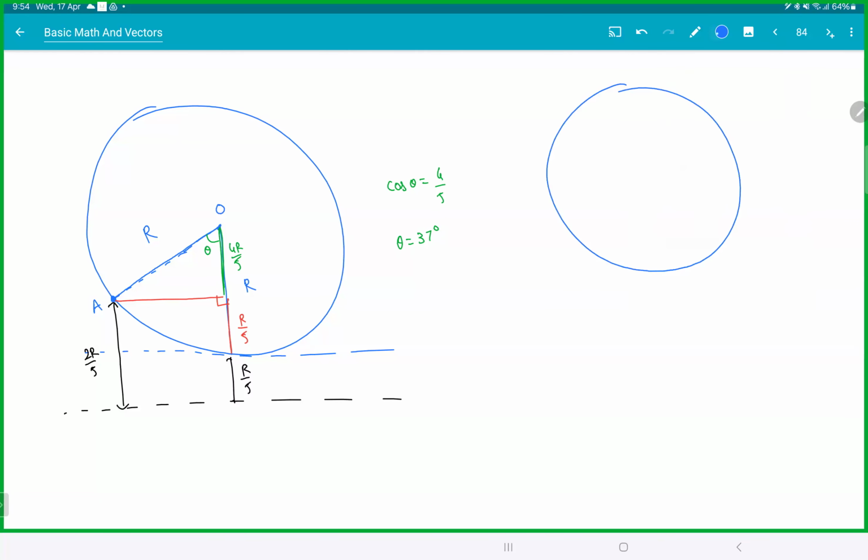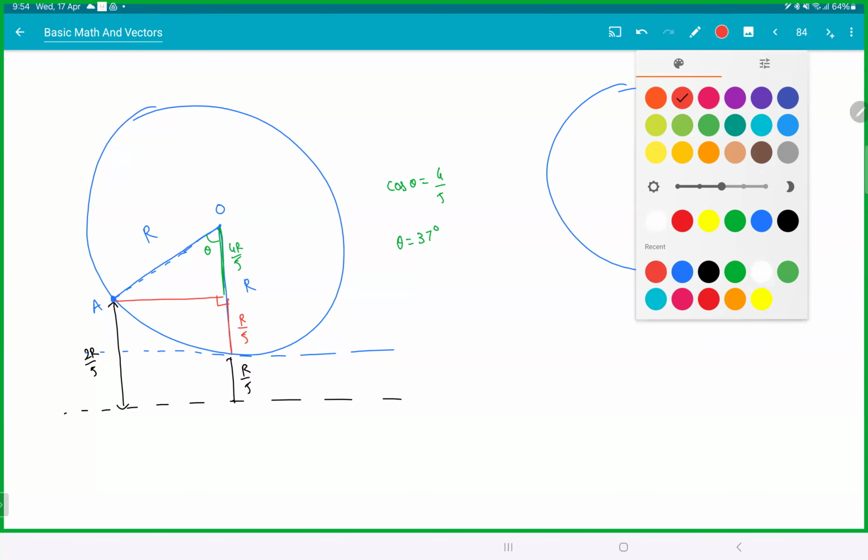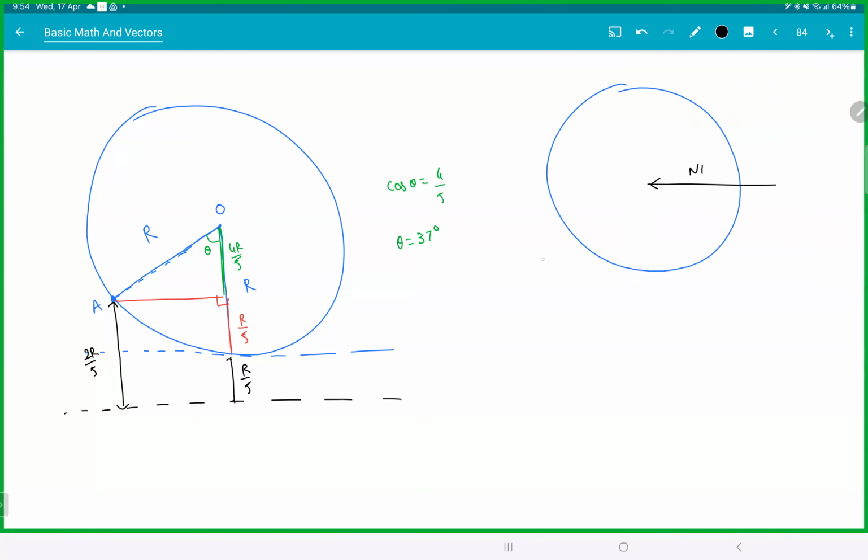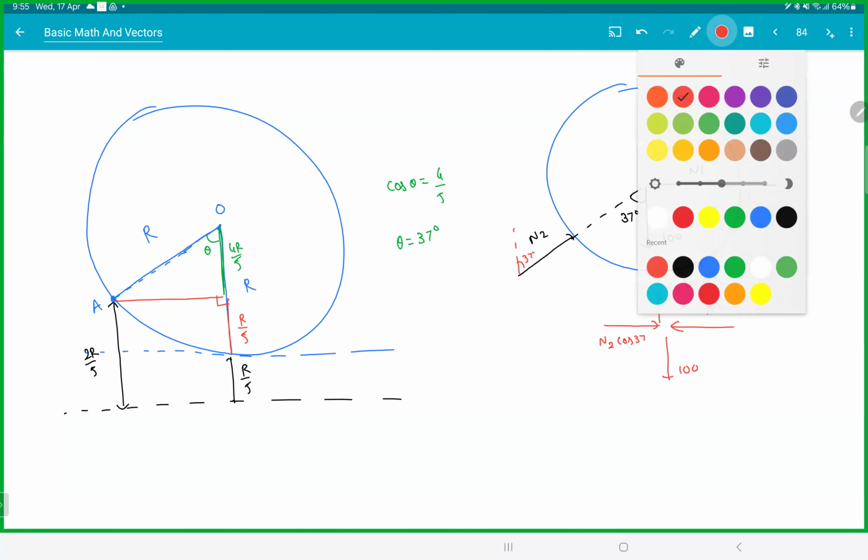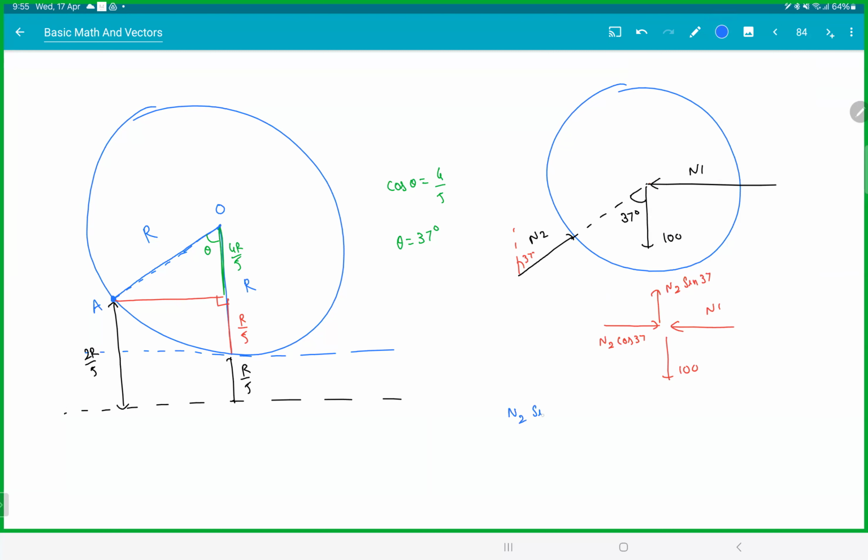So we got a sphere. This guy was N1. This guy was N2. This guy was 100. And this guy was 37. So if you resolve the components, we get N1. This would be N2 sine 37. If that is 37, this is also 37. So it will be like this, N2 sine 37. This would be N2 cos 37 and your weight 100. Look at the arrows, how they are. So who is balancing the weight? N2 sine 37 is balancing 100.